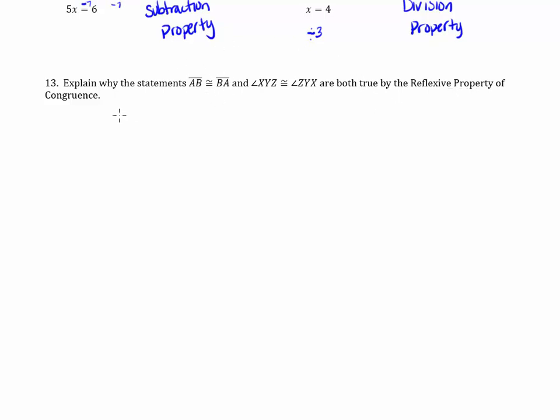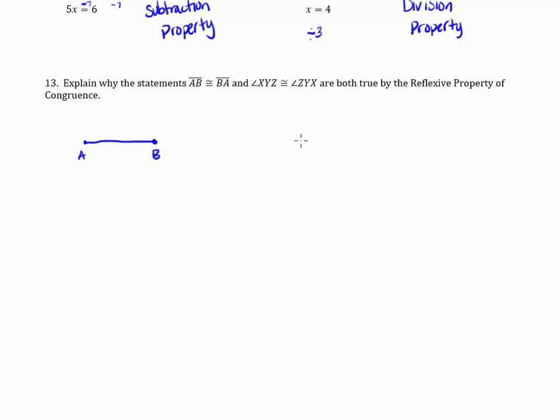Well, let's take a look at what these objects look like. So if I have a line segment AB, when we write out line segments, it does not matter what order they go in. Line segment AB is the exact same thing as line segment BA. That's why this is congruent. So the reflexive property says, hey, for some things, not all things, but we can switch around these terms. So instead of listing the A first and the B second, we can switch it around to the B first and the A second.